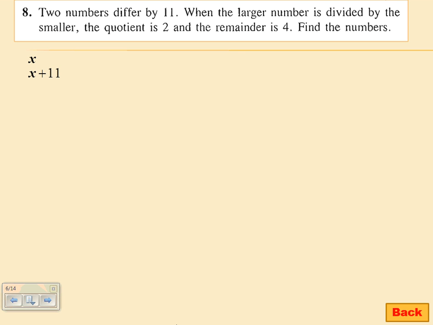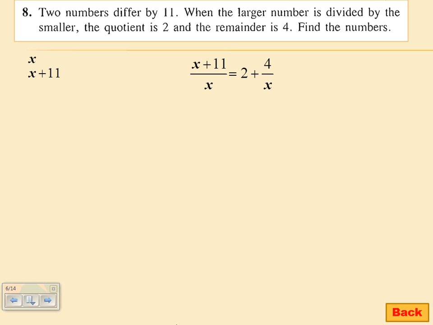So the second sentence says the following. When the larger number is divided by the smaller, x plus 11 over x, the quotient is 2, and the remainder is 4. So that gets me 2 plus 4 over x. If you don't understand why I got the x under the 4, don't worry. Just see how I set it up right now.